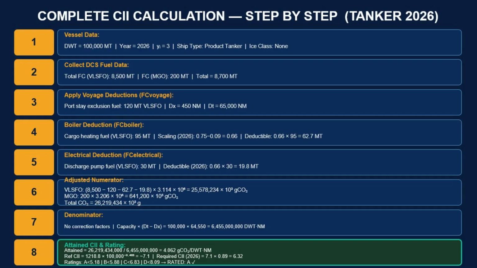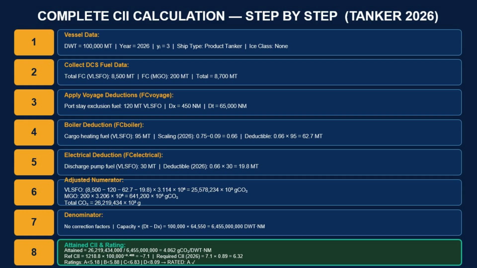Now let us perform a complete CII calculation for a product tanker in 2026. Deadweight is 100,000 tons. Total fuel consumption is 8,700 metric tons. Port stay fuel of 120 tons and 450 nautical miles are excluded. Boiler deduction equals 62.7 tons. Electrical deduction equals 19.8 tons.